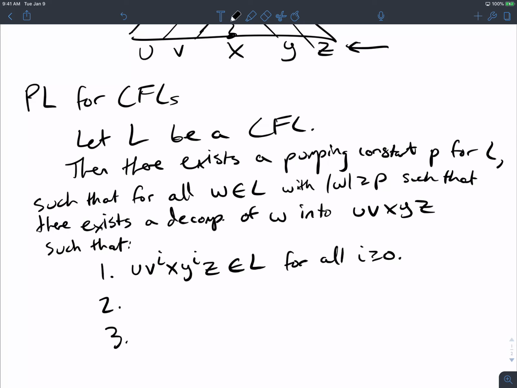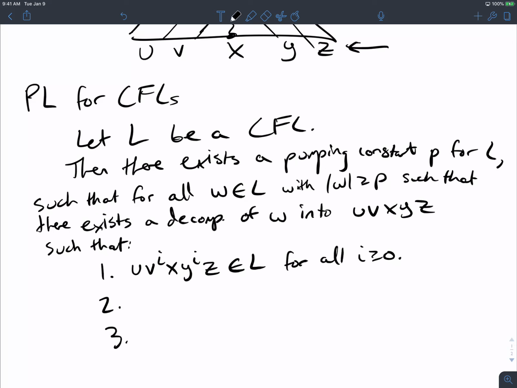What were the other two properties that we derived? What about the V and Y parts themselves? Could one of them be empty? Because I remember the regular one had the part couldn't be empty. Could V or Y be empty? Yeah. Okay. Could both of them be empty? No. Why is that true?